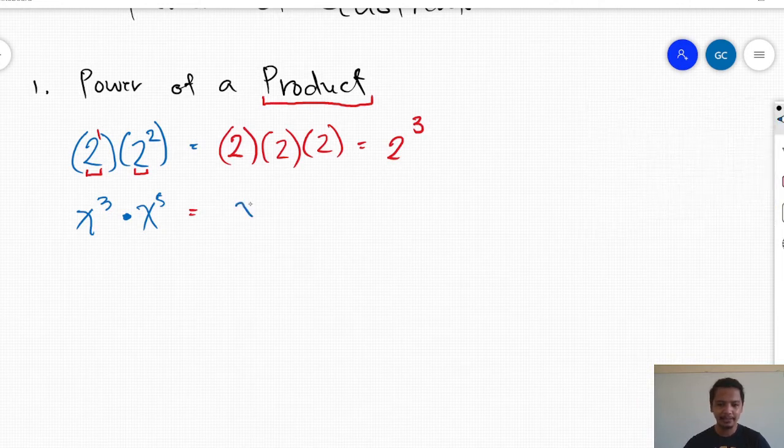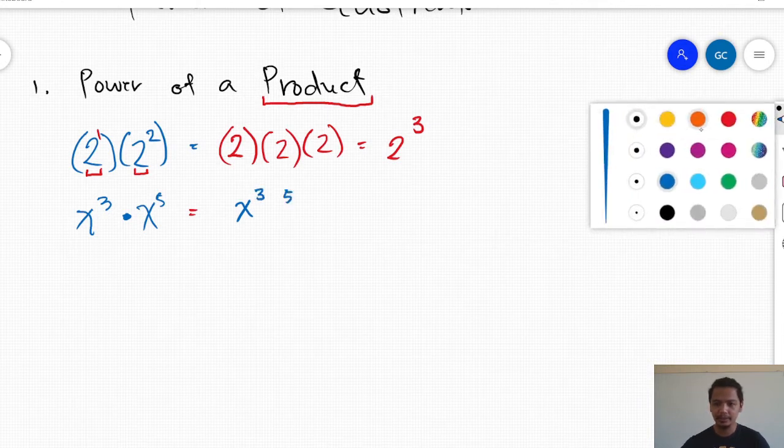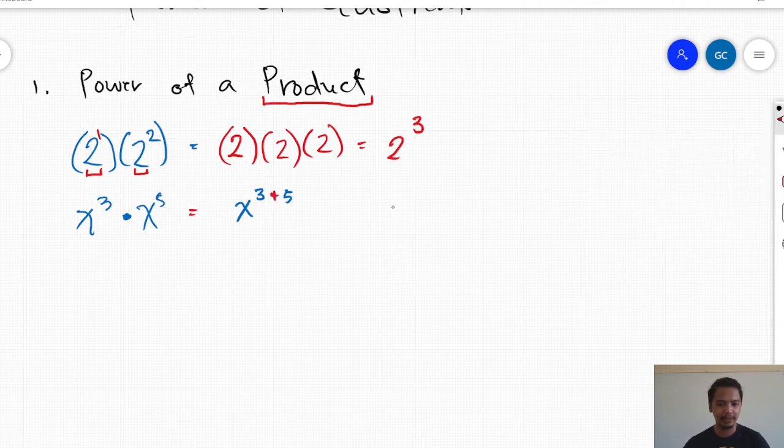So, ganun lang din pala yung mangyayari dito sa x. Basically, rewrite mo lang yung x, okay? Tapos, i-add mo lang yung kanilang exponents, yung 3 at 5. Okay? So, you will have there x raised to 3 plus 5, that will be equal to 8. Okay. As simply as that.